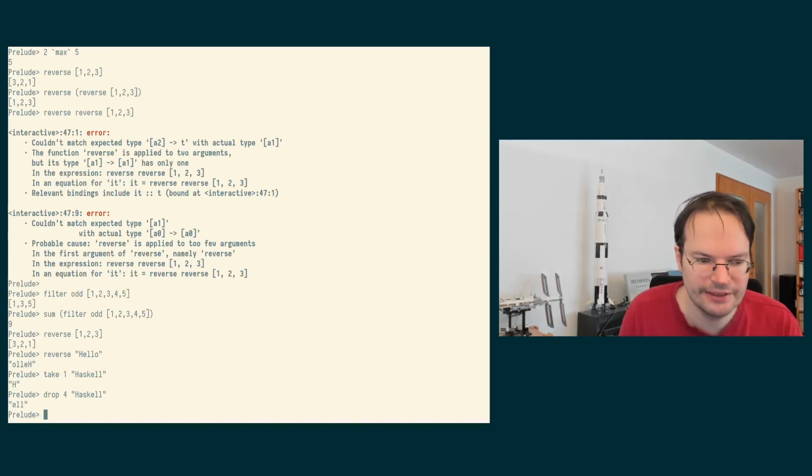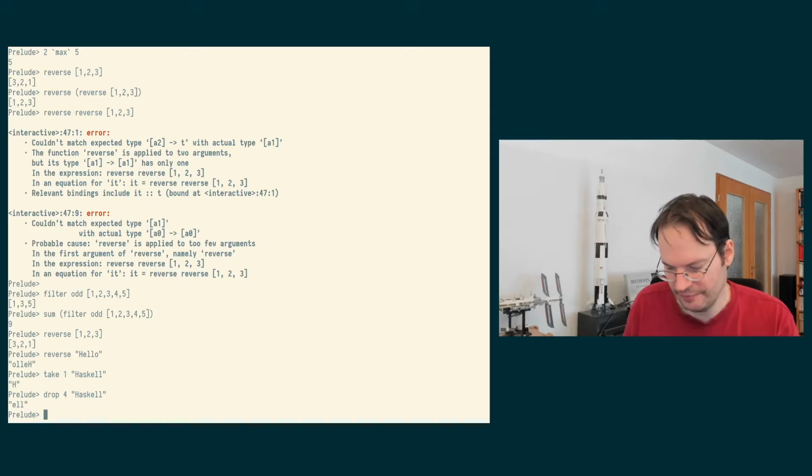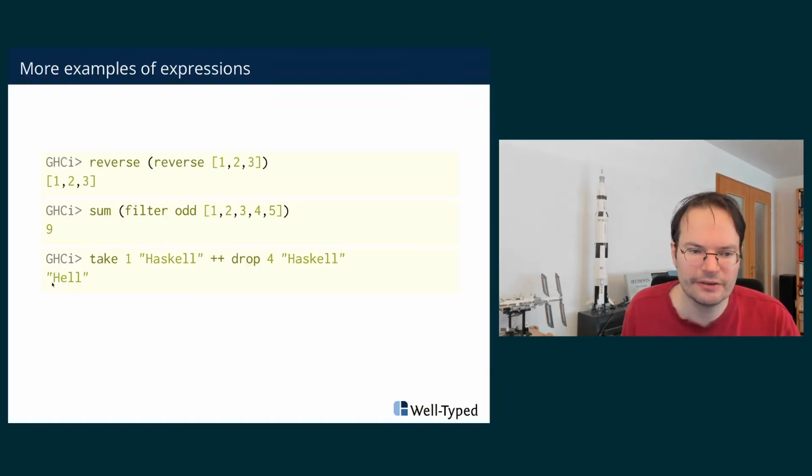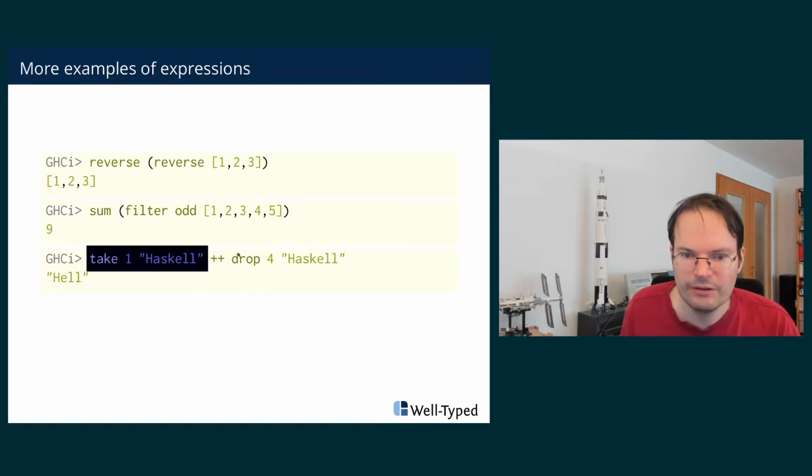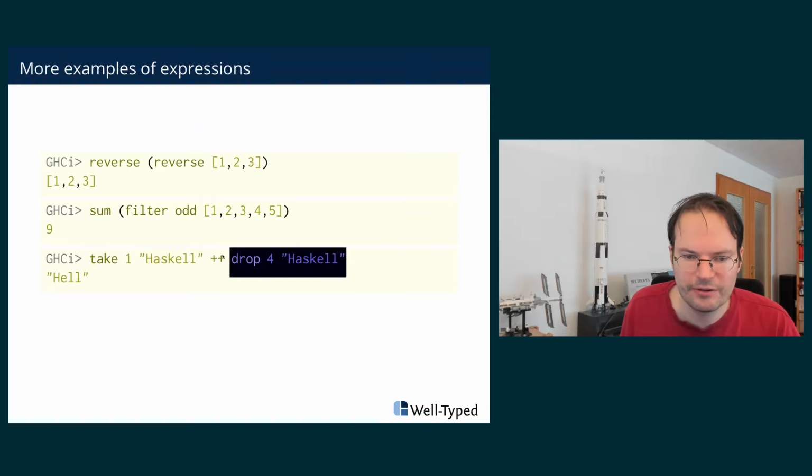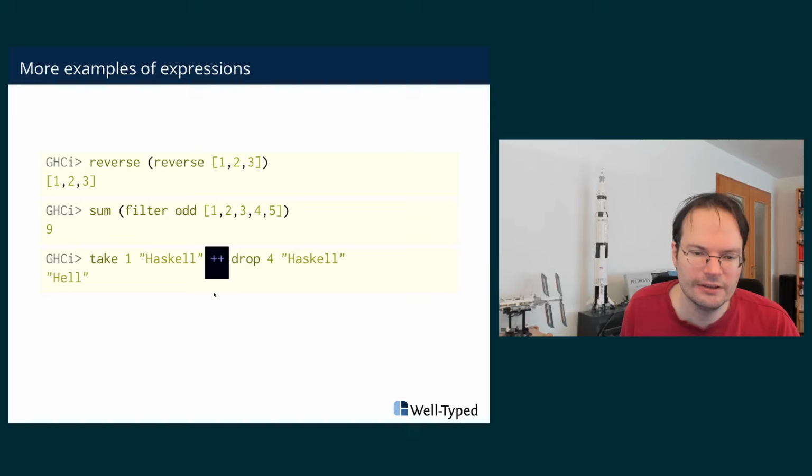And then we get ELL. And then we append. Plus plus is a function to append two lists or two strings to each other, and we get hell. Now here we don't actually need any parentheses, because the rule kicks in that operators bind less strongly than function application. So take 1 Haskell is one call, and drop 4 Haskell is another call, and this plus plus is in the middle, and no explicit parentheses are needed.